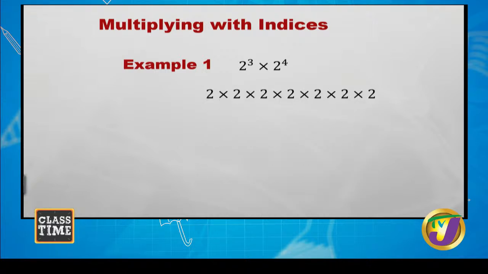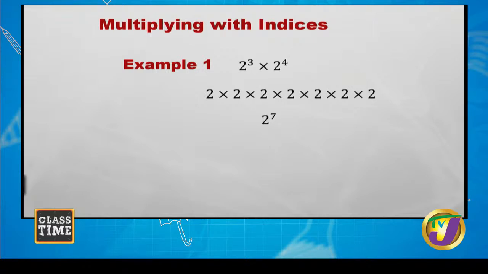So we have 2 raised to the 2 cubed. 1, 2, 3 multiplied by 2 to the 4th power. 1, 2, 3, 4. Now, just from looking here, you can pretty much count the number of 2's you have to see how many times you're multiplying 2. And you would get 2 raised to the 7th power.